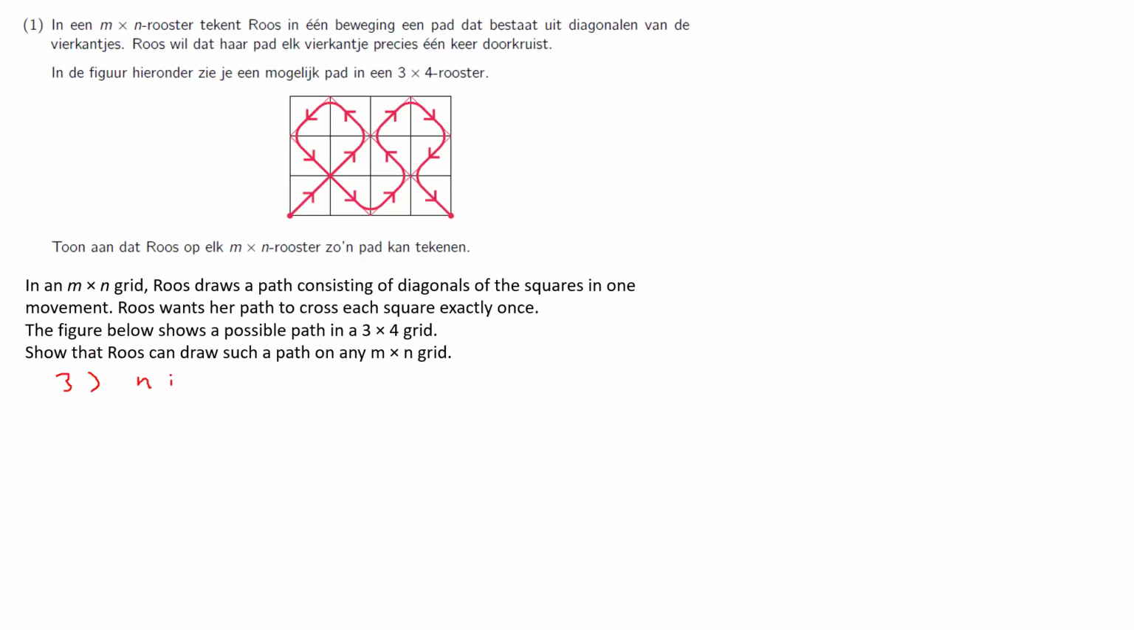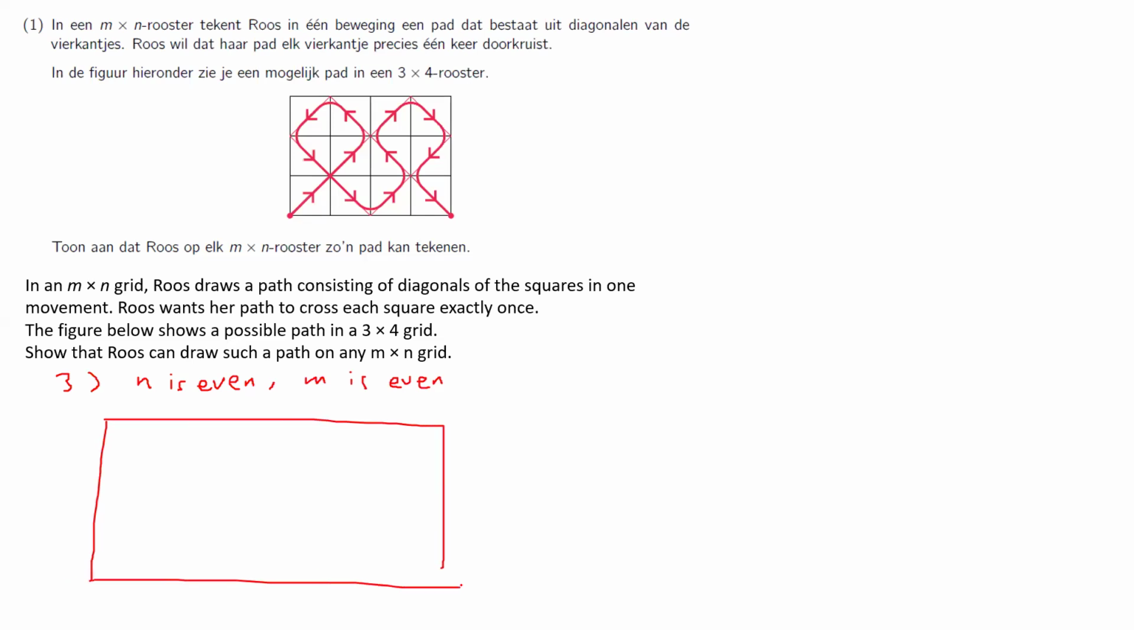So subcase 3 is n is even and m is also even. So in this case, we didn't discuss before. So it's even times even. In this case, we can just divide. So the grid is even times even. So here we have m, here we have n.